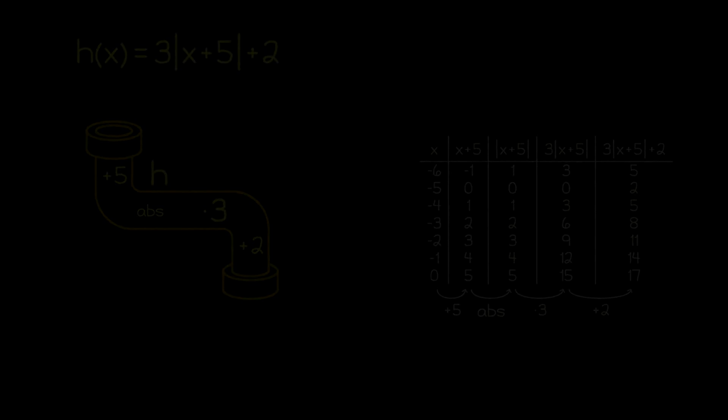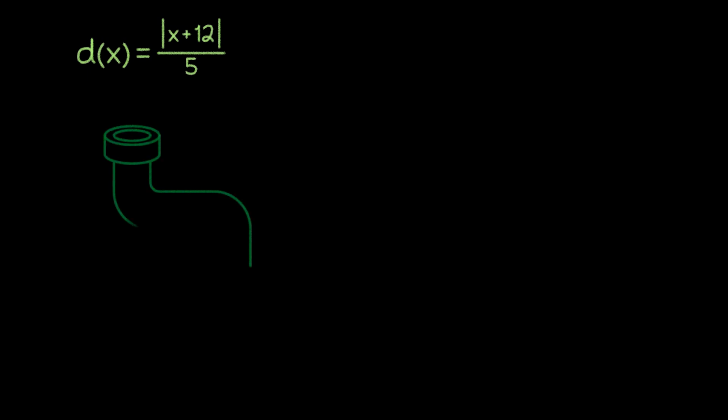For one more example of this process, consider this function d of x. We can see our first step inside the absolute value bars where we add 12 to x. So let's also put a plus 12 in our function machine. Our next step is to take the absolute value, which we'll once again represent in our machine with the letters ABS. And then we're dividing the absolute value expression by 5, so we'll write division by 5 in our machine as the last step.